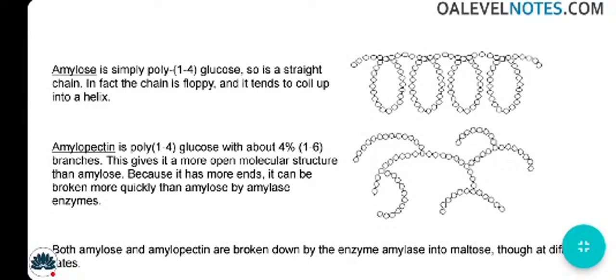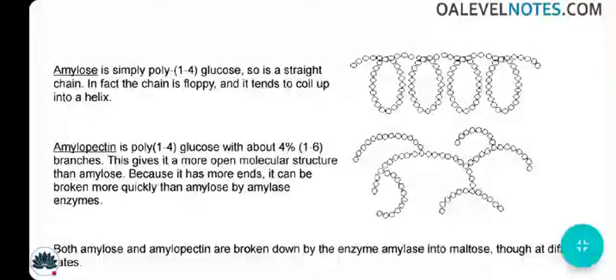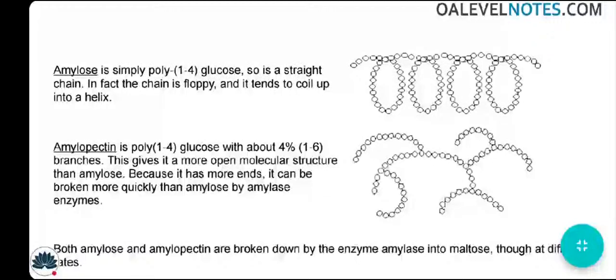Amylopectin is poly 1,4-glucose with about 4% 1,6 branches. This means there is the 1,4 linkage, including the 1,6 linkage at the branches. So what is the difference? In amylose, 1,4-glucose is simply bonded, and in amylopectin there are 1,4 and 1,6 linkages. This gives it a more open molecular structure than amylose because it has more ends.